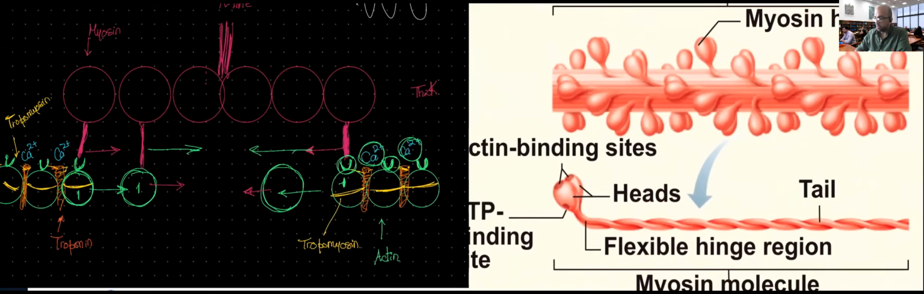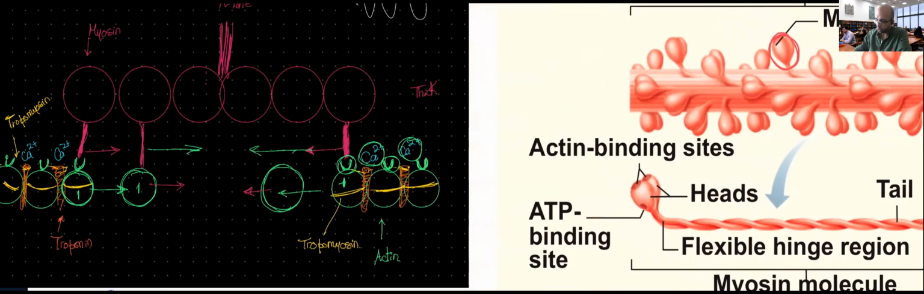Looking again here, this is the myosin, and this is the head of the myosin that will form the cross bridge. If you notice on here, it has a binding site for the ATP. This is where the ATP will come and bind and become hydrolyzed to create the energy needed for the cross bridge to be formed.